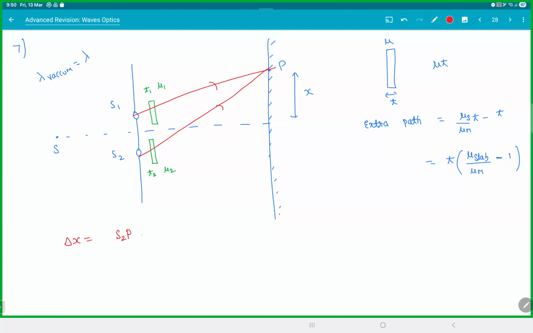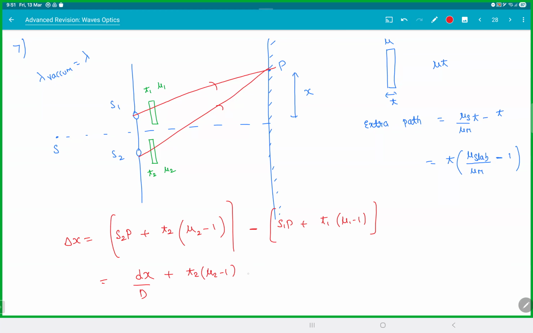S2P plus, because you're going through a slab, you'll have an extra path difference T2 times (mu2 minus 1). Here it is vacuum, so I'll just say mu2 minus 1. Minus the light ray S1P, because you're going through a slab, you will feel you have traveled extra distance T1 into (mu1 minus 1). But we know S2P minus S1P is dx by capital D plus T2 into (mu2 minus 1) minus T1 into (mu1 minus 1). This is your path difference.